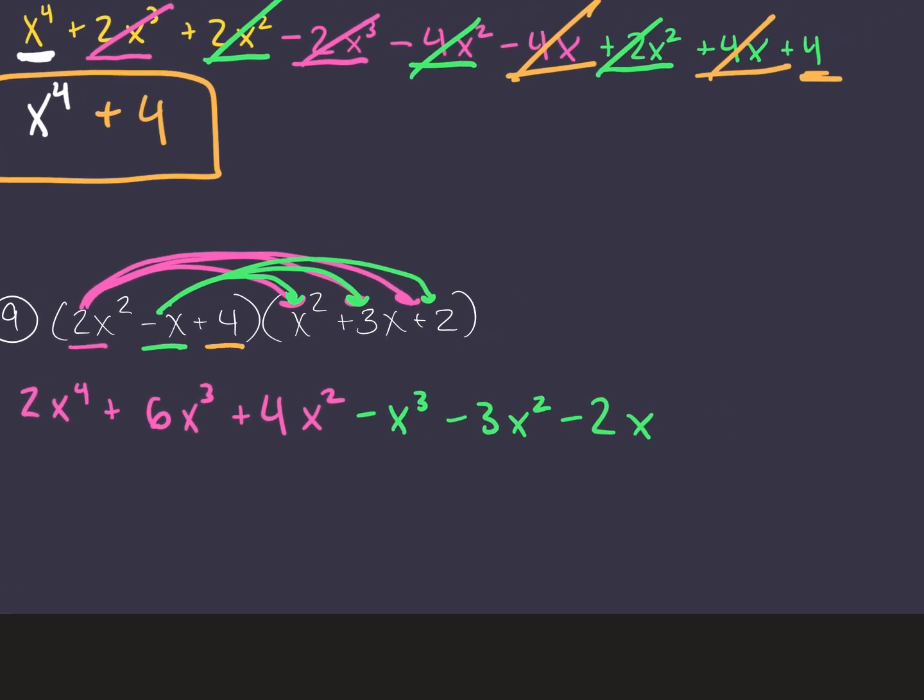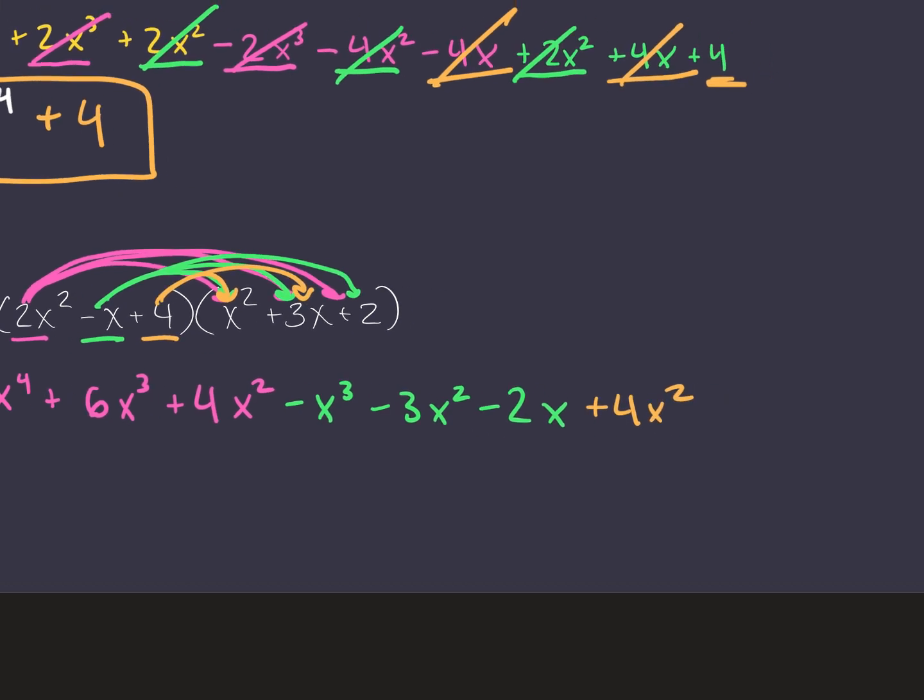Then we're going to move to the third term, multiply that to all 3 things in the second set. So 4 times x squared would be 4x squared. 4 times 3x would be 12x. And 4 times 2 is 8.